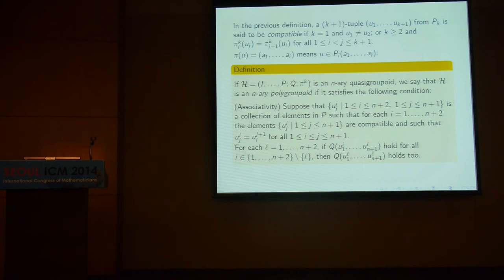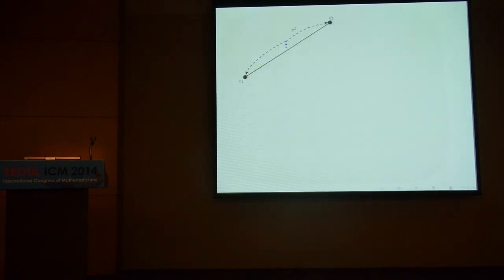Okay, let me visualize our polygon by picture. So these are two objects, distinct objects. Then these are elements in P2. So these are elements in P1. That is morphism on the fiber of objects C1 and C2. And pi2 designates which is the initial object and which is the terminal object of this morphism.